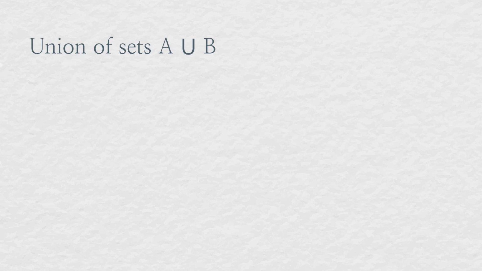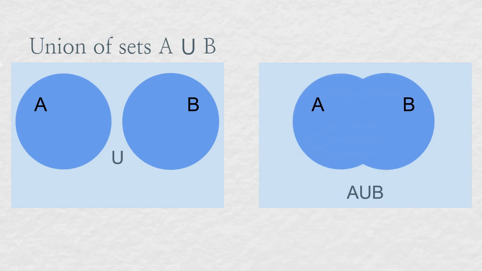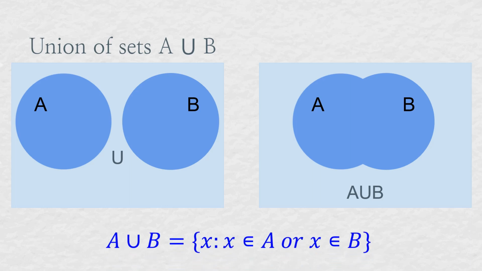Consider two sets A and B graphically shown here. Now suppose that we want to perform union of these sets. The union of these sets will give another set which will have all the elements of A and B taken together. The union of sets can be graphically represented like this, and the formal definition of union of sets is: a union of sets gives another set which has element x such that x is in A or x is in B.